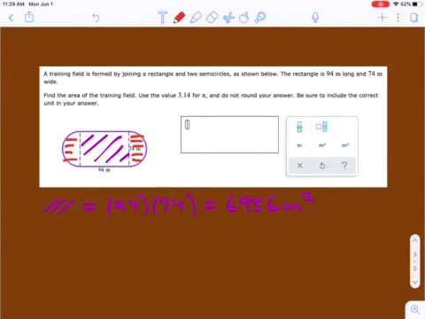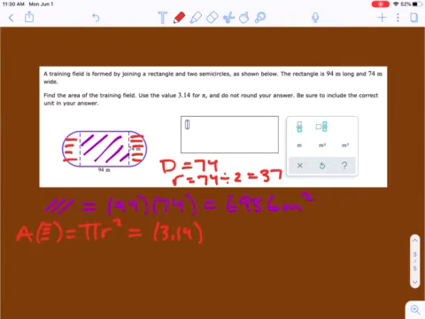And then I hope you recognize that if you take this and you take this, they make a full circle, right? So the area of this whole thing is going to be equal to pi r squared. Okay, because it makes a full circle. So in order to do that, then we're going to take pi, which is 3.14, and then we're going to figure out what r is. Well, the diameter of that circle would be 74. So the radius would just be 74 divided by 2. And if you divide 74 by 2, you would get 37. All right? So you have 37 squared.